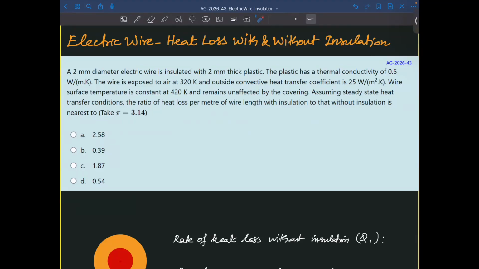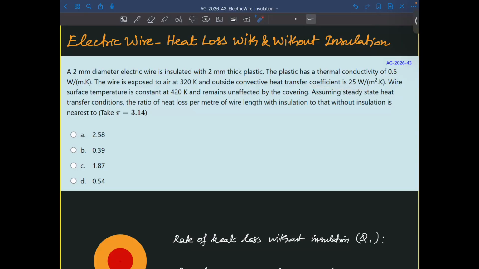This problem is about comparing the heat loss over an electrical wire with and without insulation. Here we are given the diameter of the electrical wire and the insulation thickness, and the thermal conductivity of the insulation and the heat transfer coefficient of air over the wire are given.